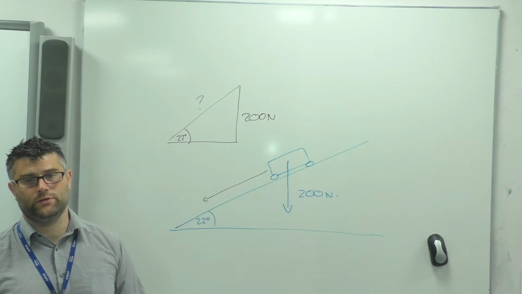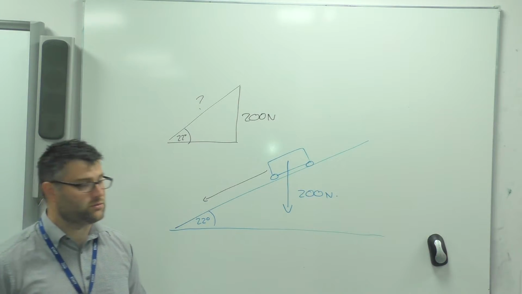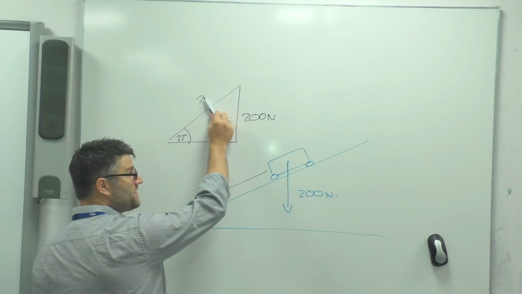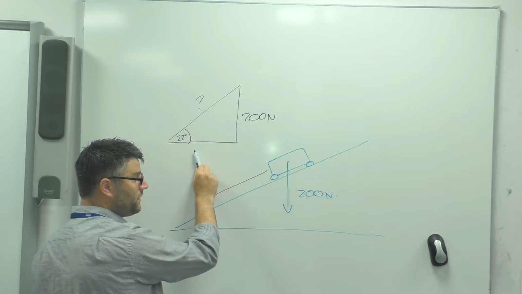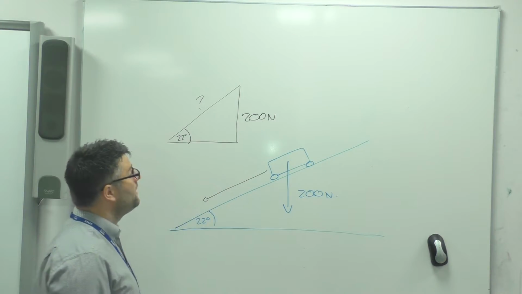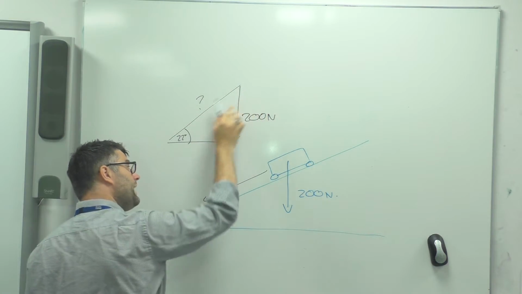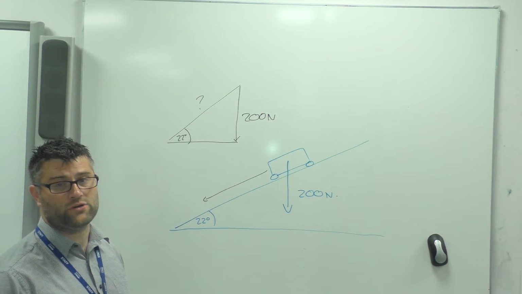That is absolutely wrong, okay? It's absolutely wrong, because that is saying that this force here gives rise to this one and this one. Now that's a load of nonsense. It's this force here, the weight, that gives rise to the force down the ramp, so it cannot be the hypotenuse of that triangle.